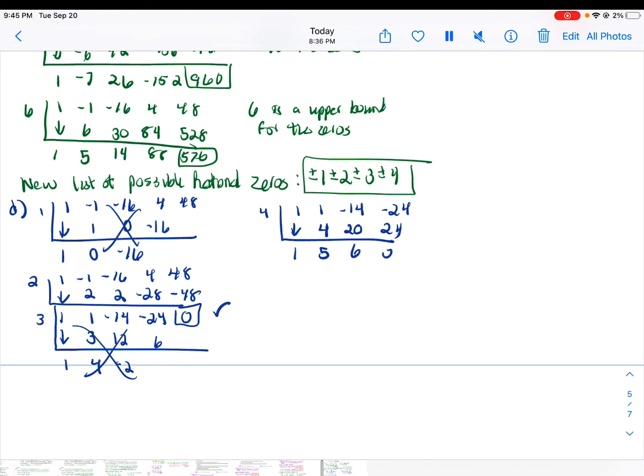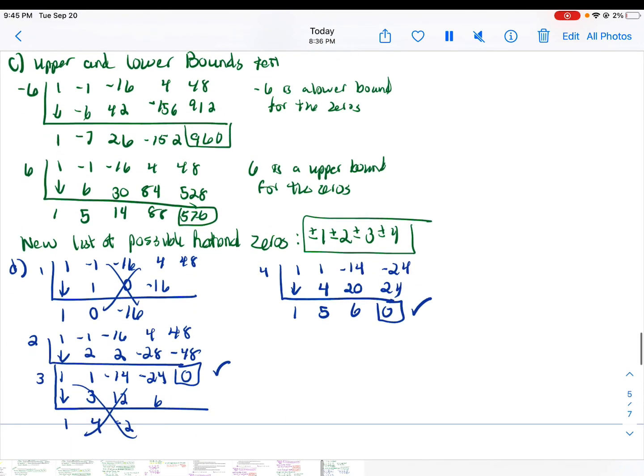And yes, it did work. We got a remainder of 0. So I know x equals 4 is a 0 of this polynomial. So I found my 2 positives. I started with x to the 4th in my original equation, and with that first synthetic division, I had x cubed. Now I have x squared. So I'm going to put my x's back in. And this one does factor, so I'm going to factor it.